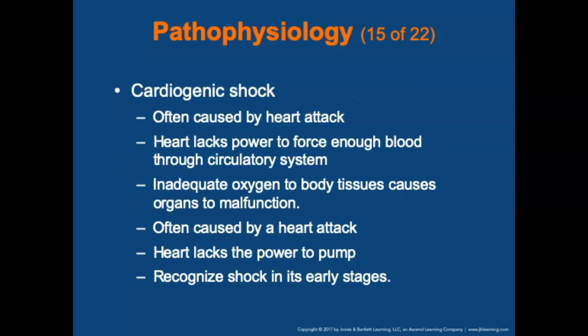Cardiogenic shock is a type of shock which occurs when the body tissues do not get enough oxygen, causing body organs to malfunction. It is caused by a heart attack. The heart lacks the power to force enough blood through the cardiovascular system, and it is more common in AMI affecting the inferior and posterior regions of the left ventricle. It's important to recognize shock in its early stages.